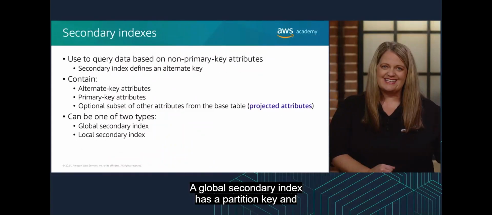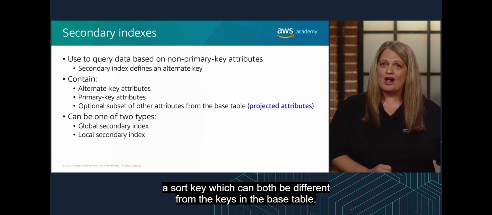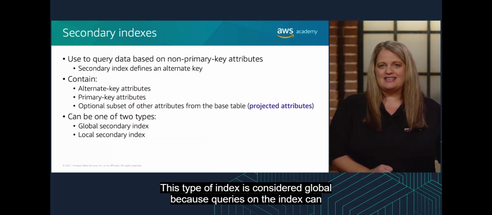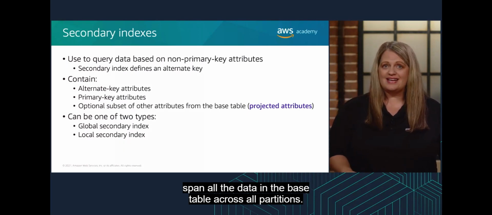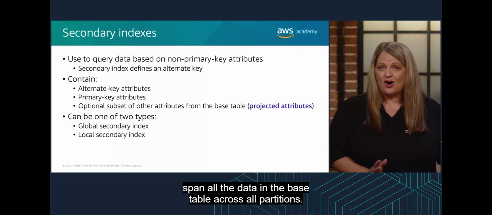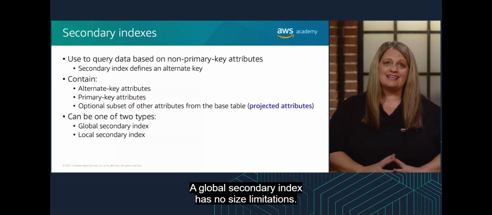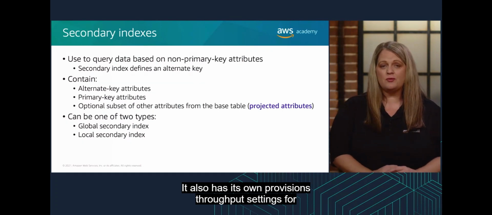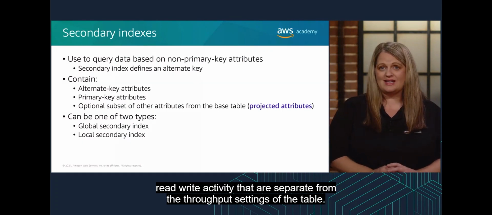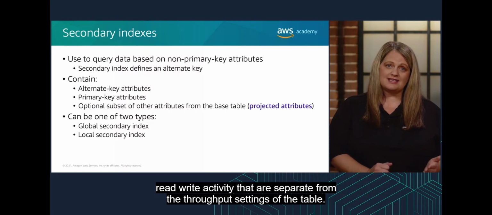A global secondary index has a partition key and a sort key, which can both be different from the keys in the base table. This type of index is considered global because queries on the index can span all the data in the base table across all partitions. A global secondary index has no size limitations. It also has its own provisioned throughput settings for read-write activity that are separate from the throughput settings of the table.